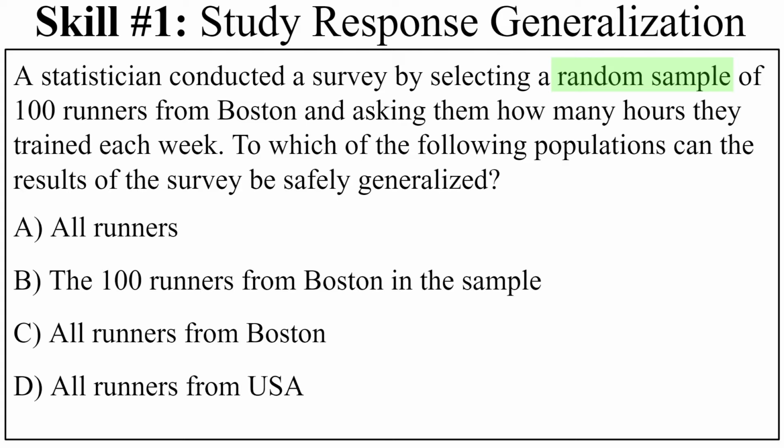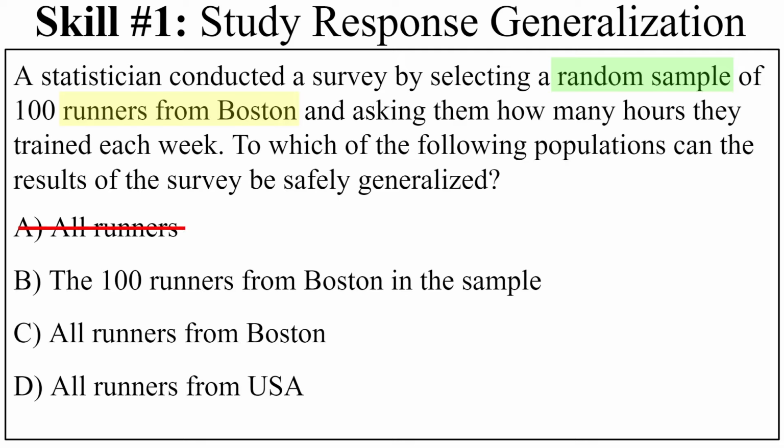That's what the survey table told us. So we're going to look for the population. Remember what I said, guys. We're going to look at what they described about the people in the sample. So the sample, it says that they're runners from Boston. So we're just going to take that, and we're going to put the word all in front of it. So it's all runners from Boston, which is answer choice C.